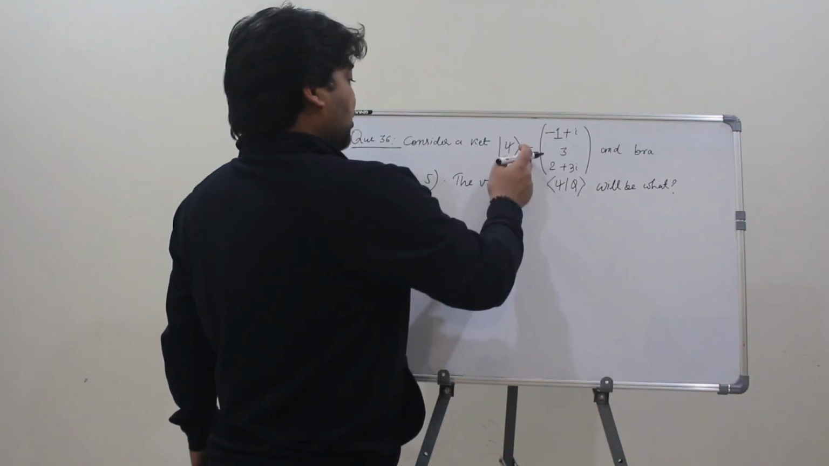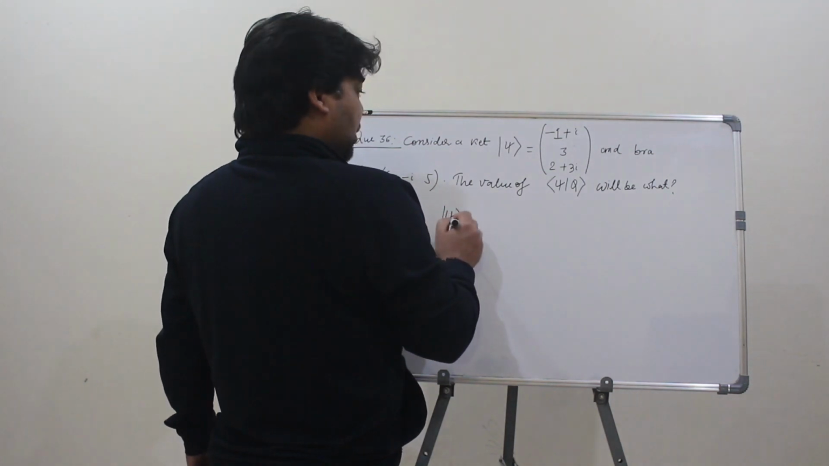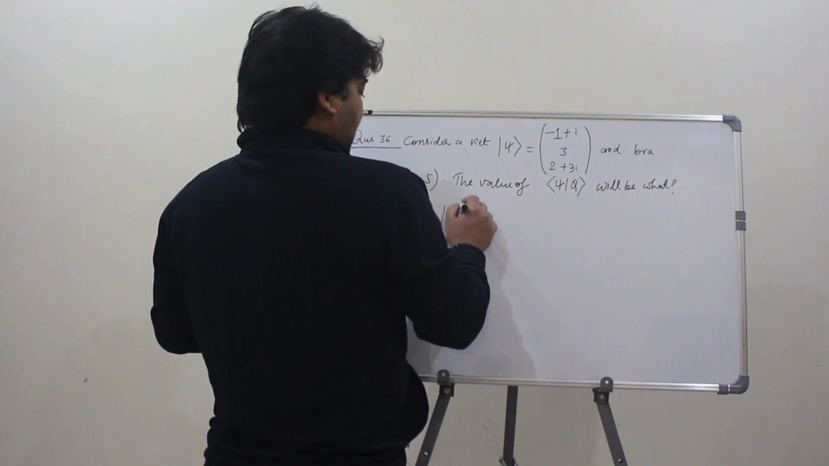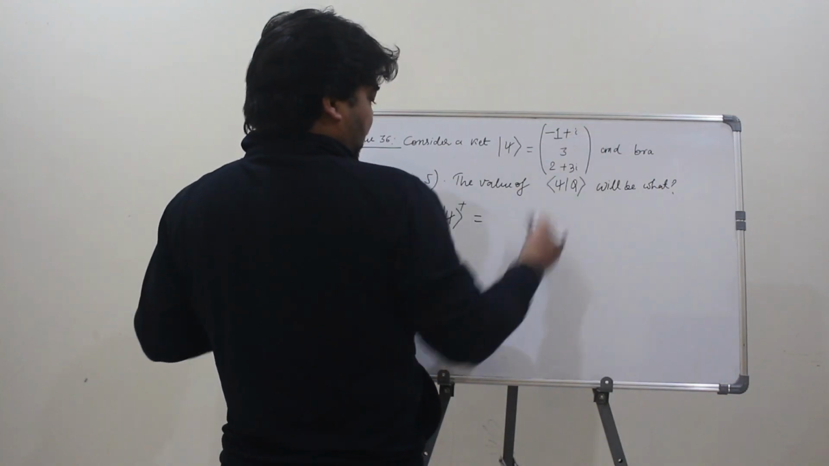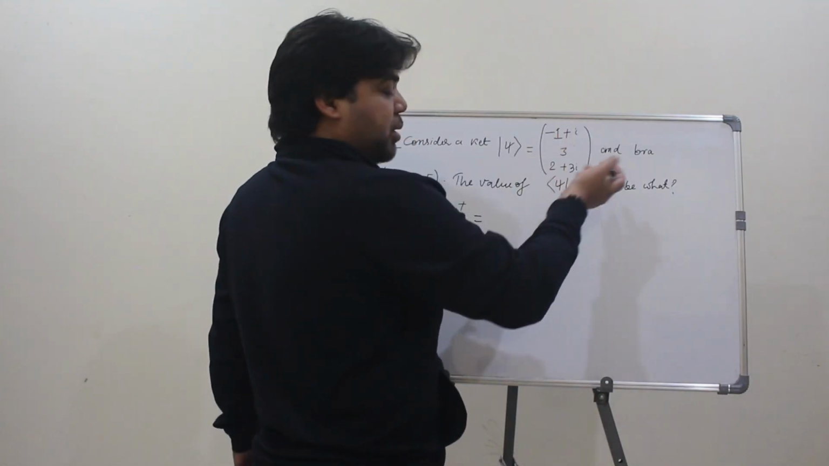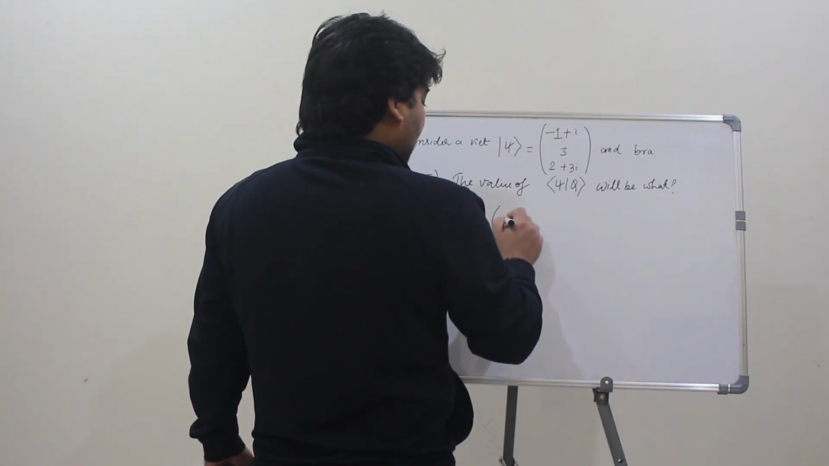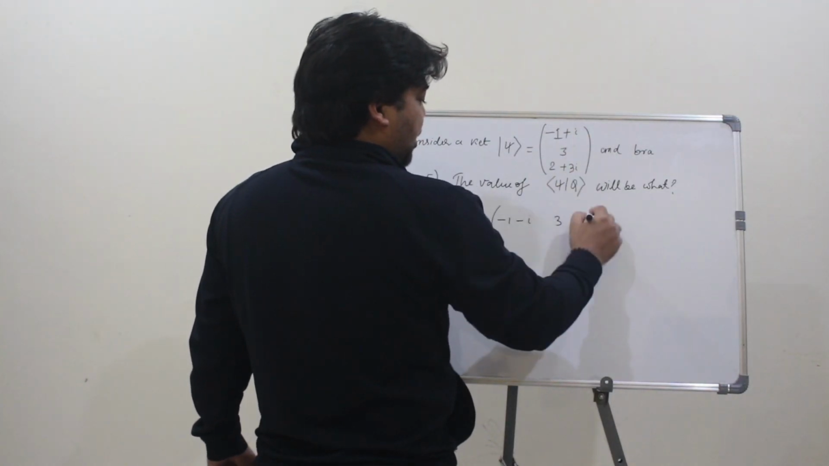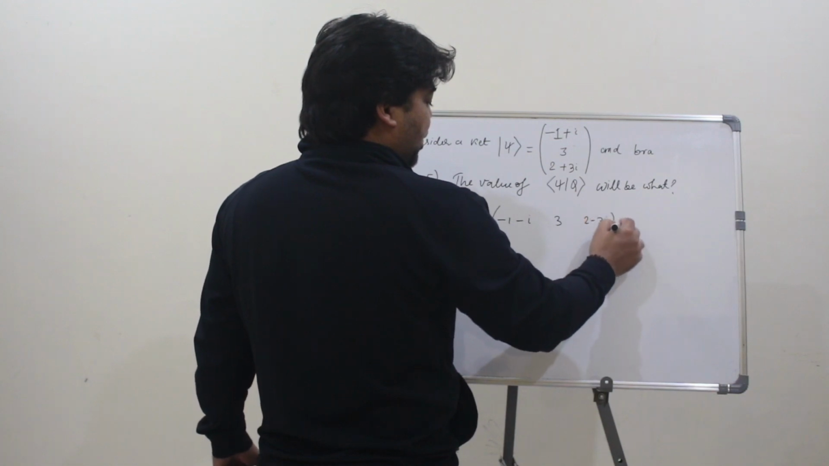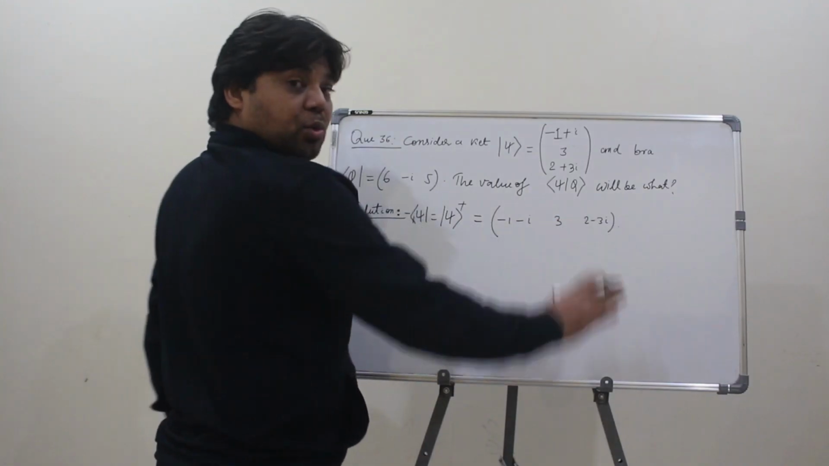So let us take the Hermitian conjugate of psi and phi. The Hermitian conjugate of psi is equal to, take the complex conjugate, since this is a complex number, and you change the row to column and column to row, right? So it will go as minus 1 minus i, as i goes to minus i. Now 3 remains unchanged, and this is 2 minus 3i. So this is what you have got, right? Minus 1 minus i, 3, and 2 minus 3i.